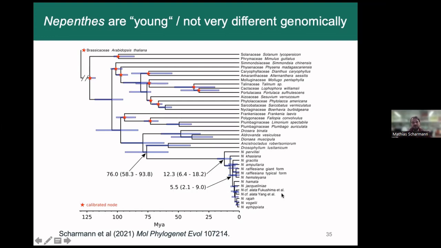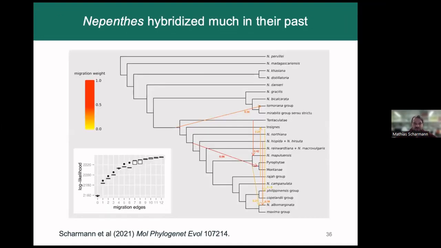So they're not very different in their genomes, and that definitely would help to make hybrids and let the hybrids also be fertile. Nepenthes have also hybridized a lot in their past. So here's a different version of that phylogenetic tree where I inferred introgression events, so hybridization in the past. And there are a lot of these events between different Nepenthes lineages. Here's a paper where I describe more of that issue.